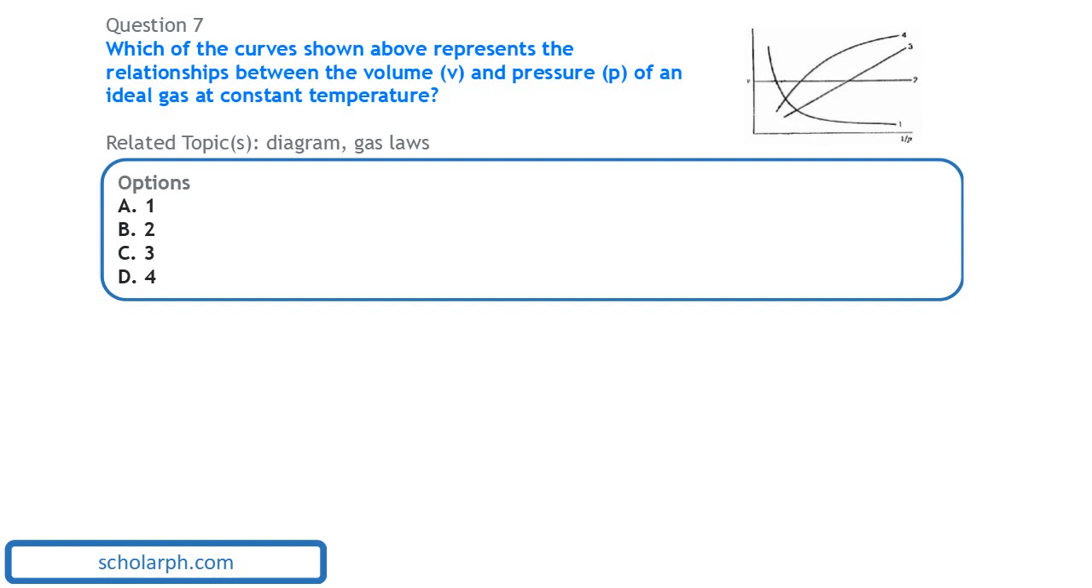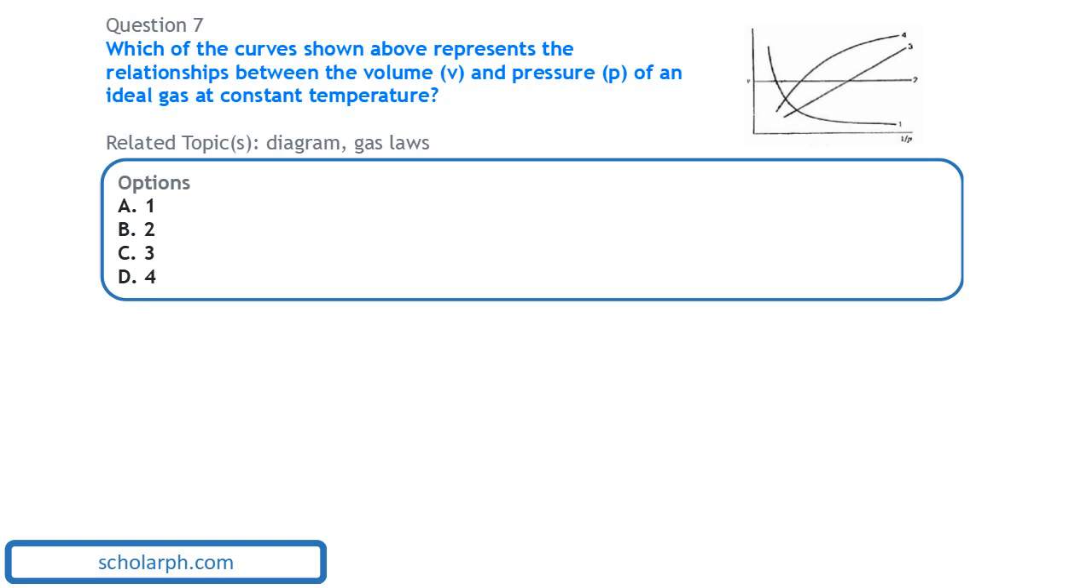Next question: which of the curves shown above represents the relationship between volume and pressure of an ideal gas at constant temperature? So according to Boyle's law, the pressure and the volume of an ideal gas vary inversely. That means that if you have a graph of volume against pressure, then the graph is going to slope like this. However, if you look at this graph, this is a graph of volume against the inverse of the pressure.